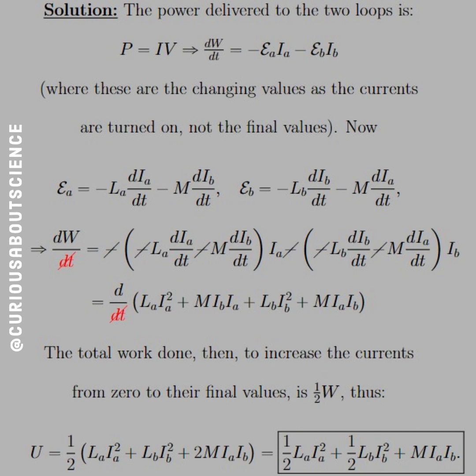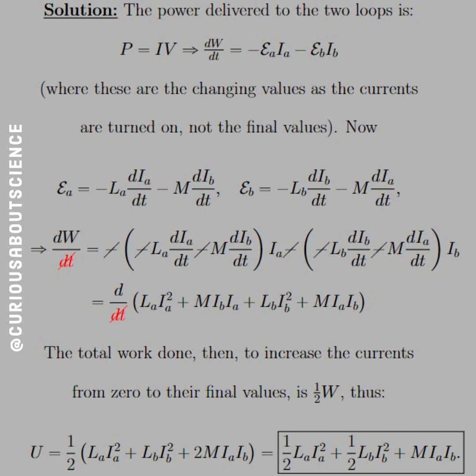Well, we know that V can be found from the EMF, so that's why we have negative curly E_A, and then the current for A, and then we have the same thing for B. Where these are changing values as the currents are turned on, not the final values. So be aware that these are changing. And we know that we can find E_A pretty quickly. We've seen it kind of before.